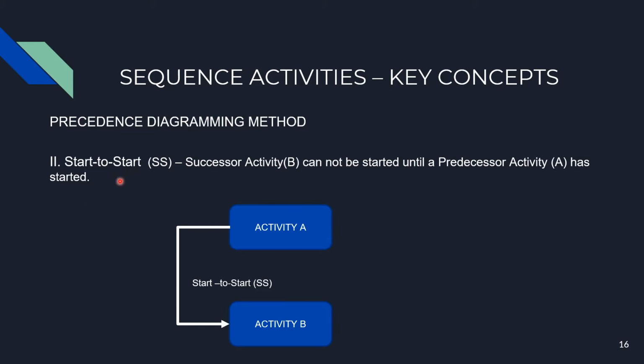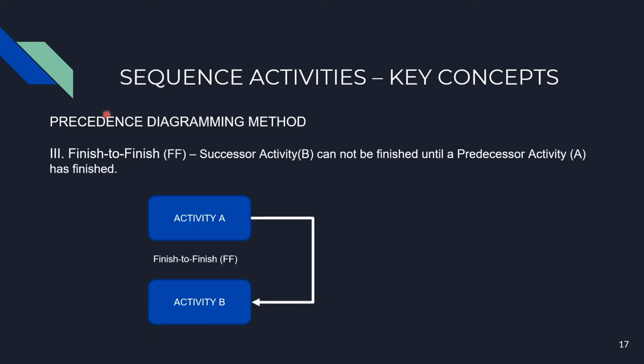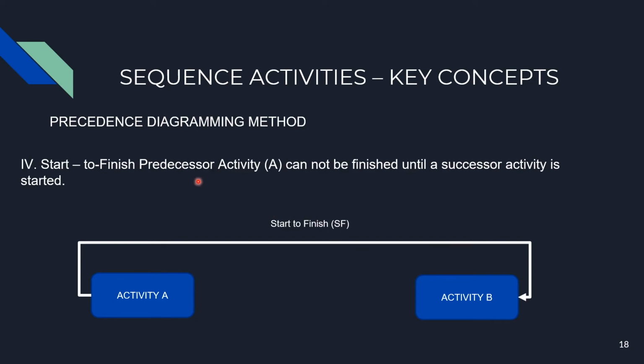The next logical relationship is start to start, also known as SS, in which successor activity B cannot be started until the predecessor activity has started. The third logical relationship is finish to finish, in which successor activity B cannot be finished until predecessor activity A has been finished.